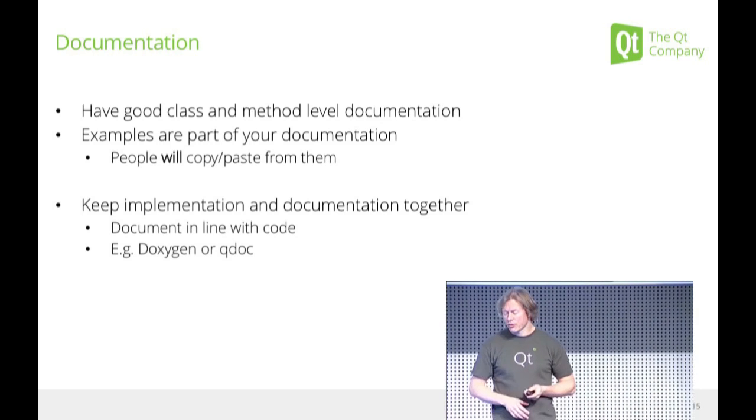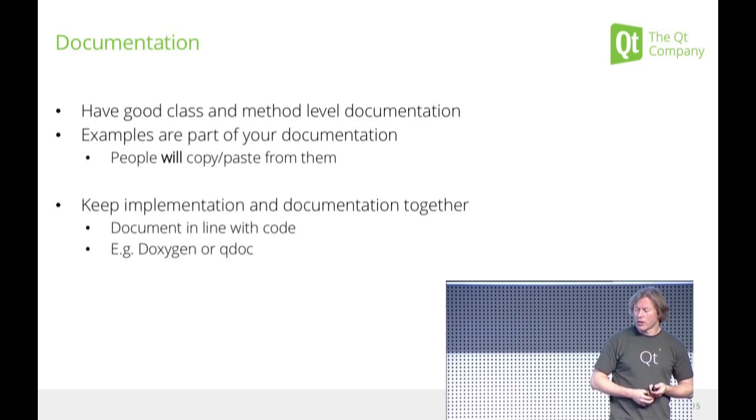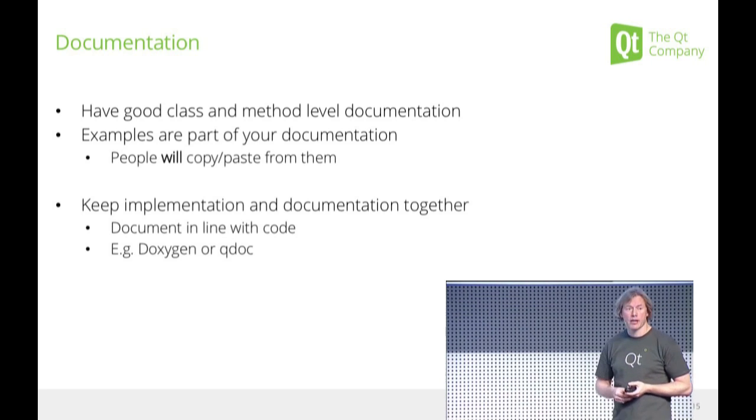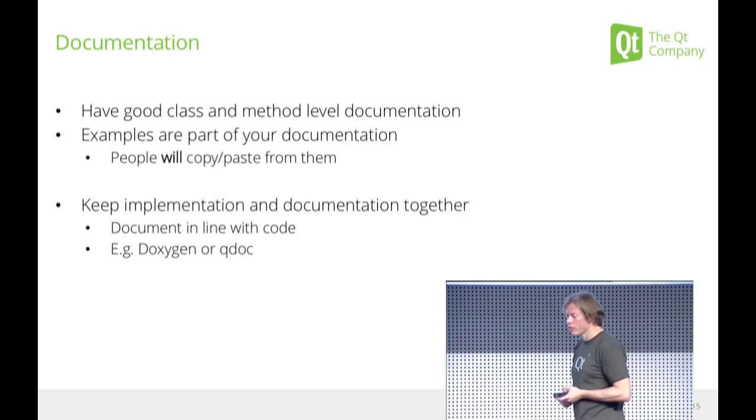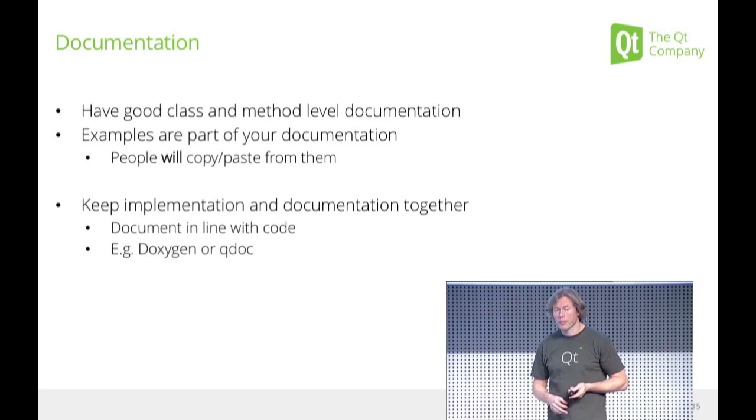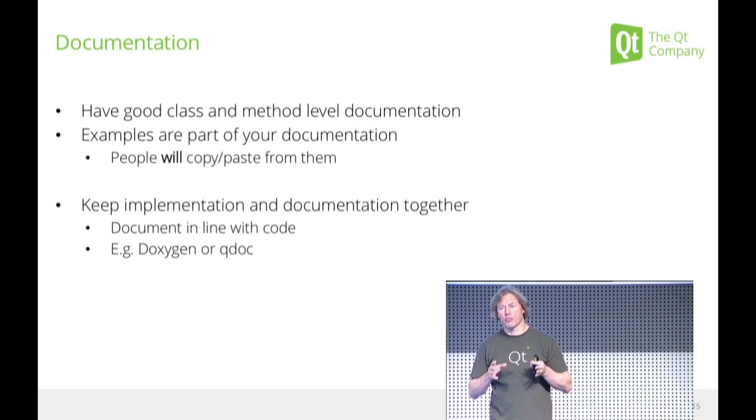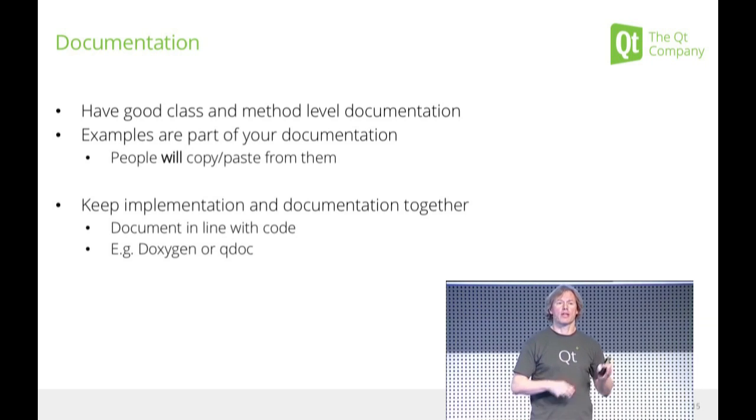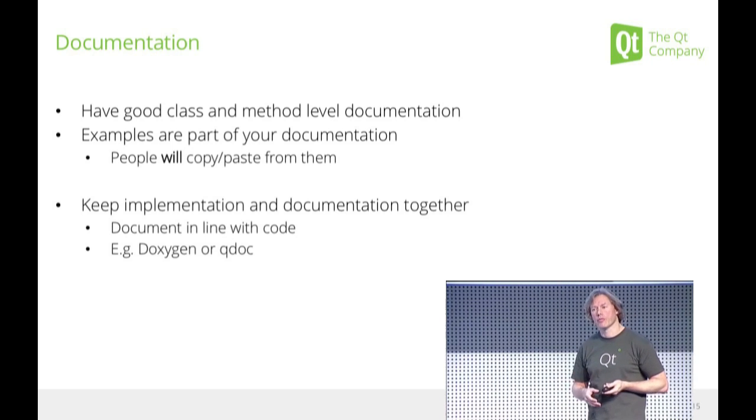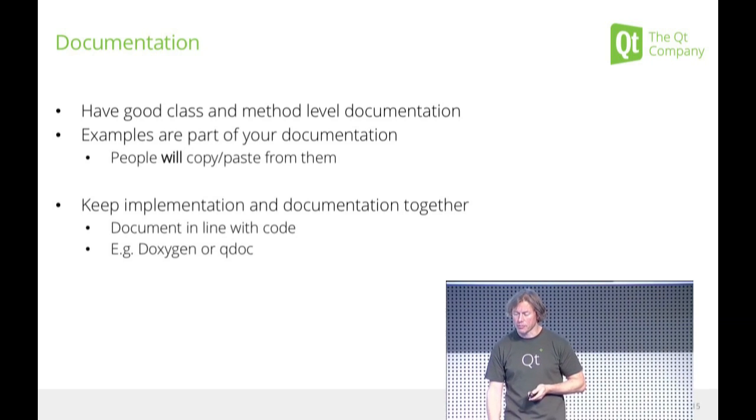Also, make sure that you keep implementation and documentation together. Otherwise, they will get out of sync. The best is really if you can document in line with the code, either in the header files, Doxygen style or QDoc style, next to the implementation. It really helps you, because then you can easily in one go, when you modify something in the implementation, at the same time change and adjust the documentation to document what the new or changed behavior is.